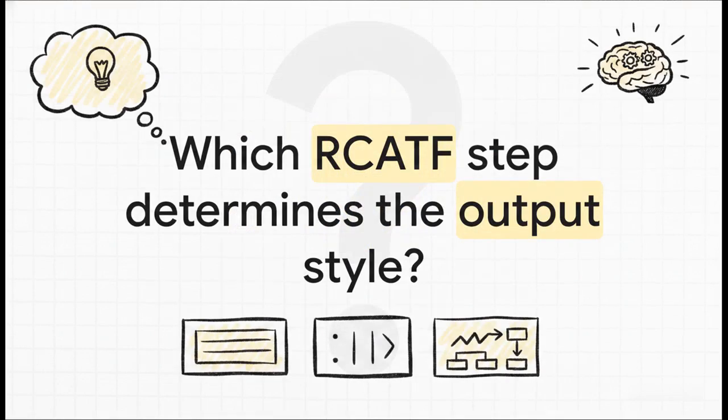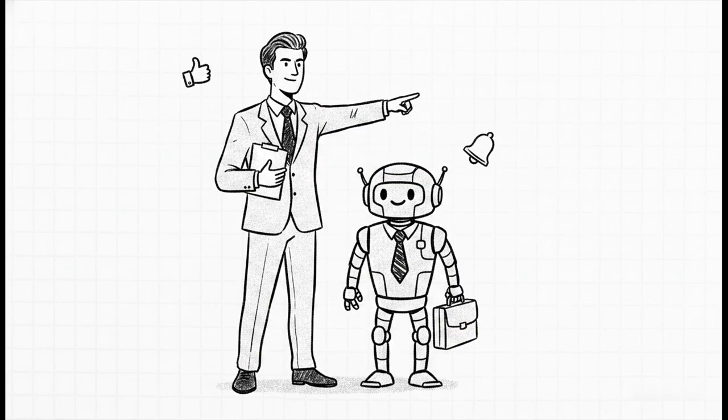And finally, a quick quiz question to really lock this in. Which exact part of the RCATF framework determines whether the AI responds with a markdown table, a numbered list, or a step-by-step guide? Think about it. That's right, it's the format component. Literally never leave that part blank. By using the RCATF framework, you're no longer just a passive user, taking whatever the AI decides to hand you. You are now the confident, effective manager of your very own brilliant AI intern.